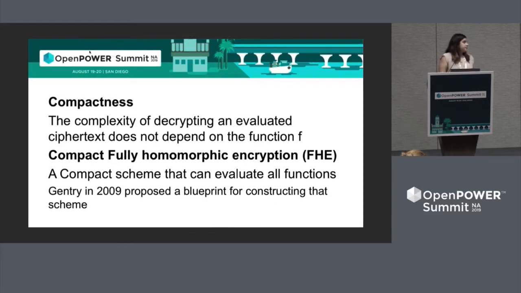There is the concept of compactness, which means that the complexity of decrypting an evaluated function does not depend on the function. And with that comes the concept of compact fully homomorphic encryption, which is a compact scheme that can evaluate all functions. There are different levels in homomorphic encryption. There are homomorphic encryption schemes that can evaluate some functions. We're going to look into that later. But a scheme that has the ability to evaluate all functions given to it is a fully homomorphic encryption scheme.